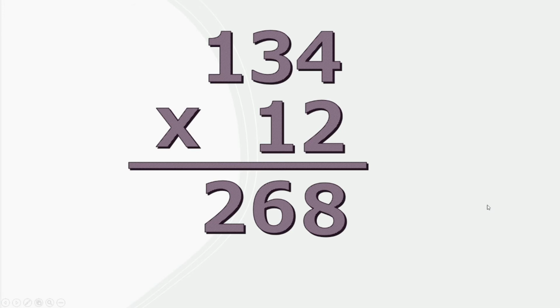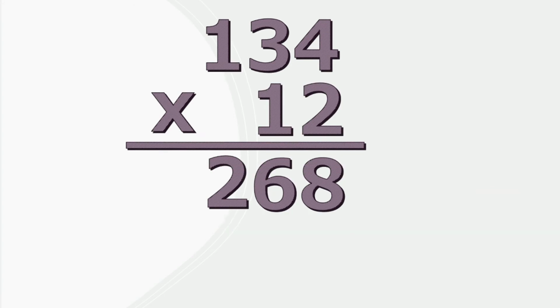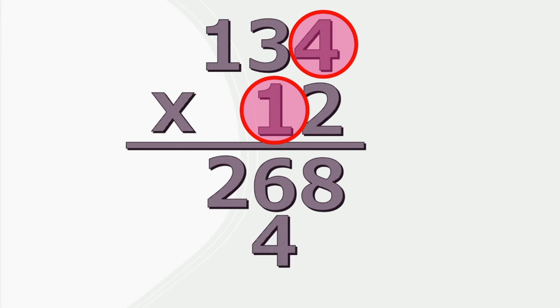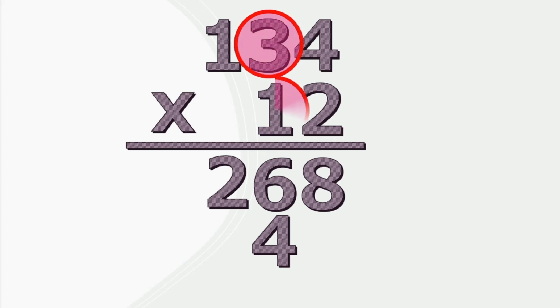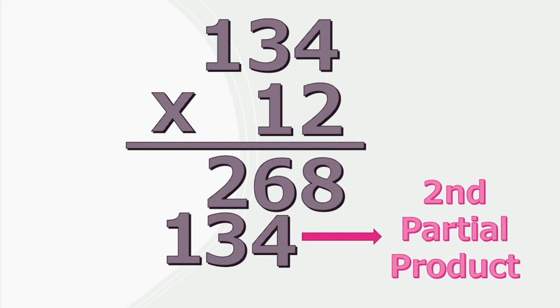So 268 is your first partial product. Next step, multiply 4 and 1. So 4 times 1 is 4. Next step, multiply 3 and 1. So 3 times 1 is 3. Then multiply 1 times 1. Your answer is 1. 134 will be your second partial product.